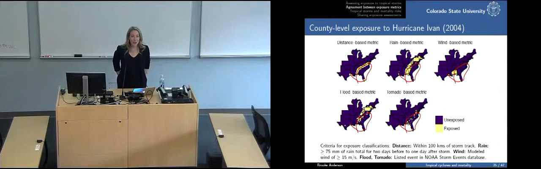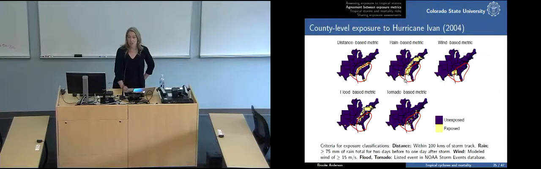All right, so it turns out that if you look at these different metrics, they can be really, really different in which counties were exposed to which elements of the storm, which I think has really interesting implications for thinking about this for health research. This is an example for Ivan.